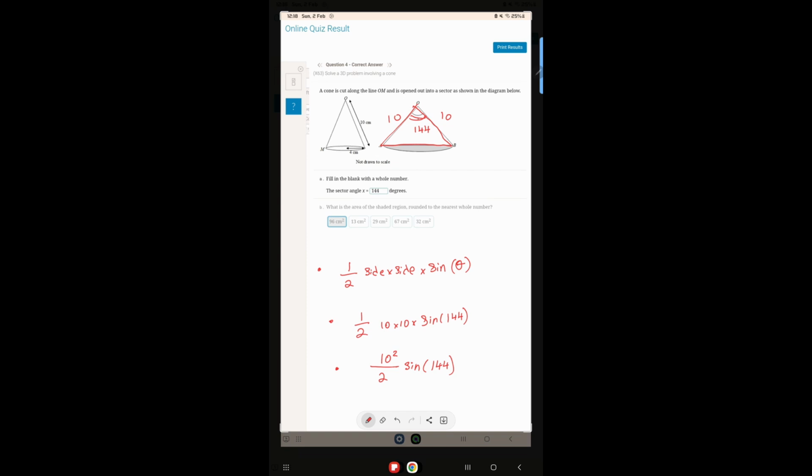What you want to do now is subtract this area from the area of the entire sector, which we got before as 40 pi. So 40 pi minus 10 squared over 2 times sine 144. Put it as it is on the calculator, and you get approximately 96.27 centimeters. They want it to the nearest whole number, which is 96 centimeters.